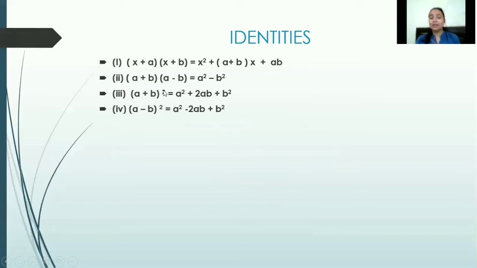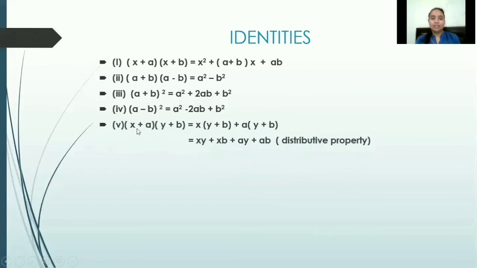So a plus b whole square is a square plus 2ab plus b square, then a minus b whole square is a square minus 2ab plus b square. Remember, only this middle term sign is changed because of the middle sign.